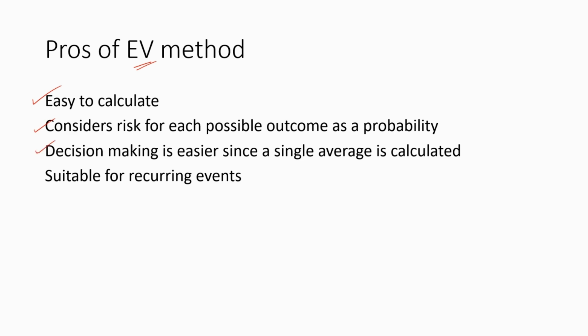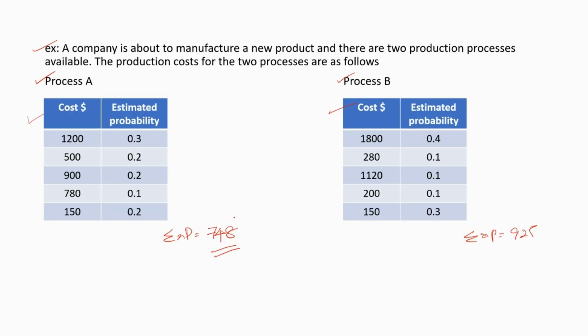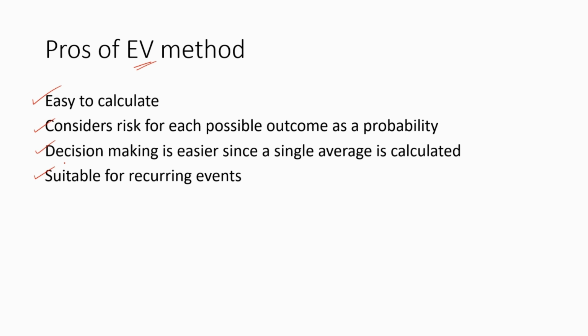Decision making is easier since a single average is calculated. As we did in this example, based on this single value, we made the decision to select process A. This is relatively simple when it comes to decision making. Suitable for recurring events. This means the given scenarios are recurring over and over. The reliability of this method will improve because we are calculating an average.